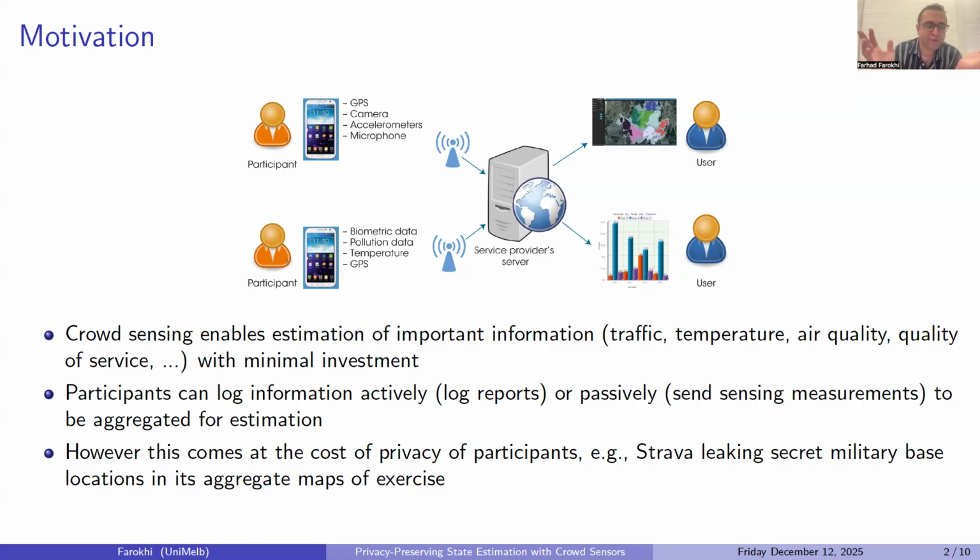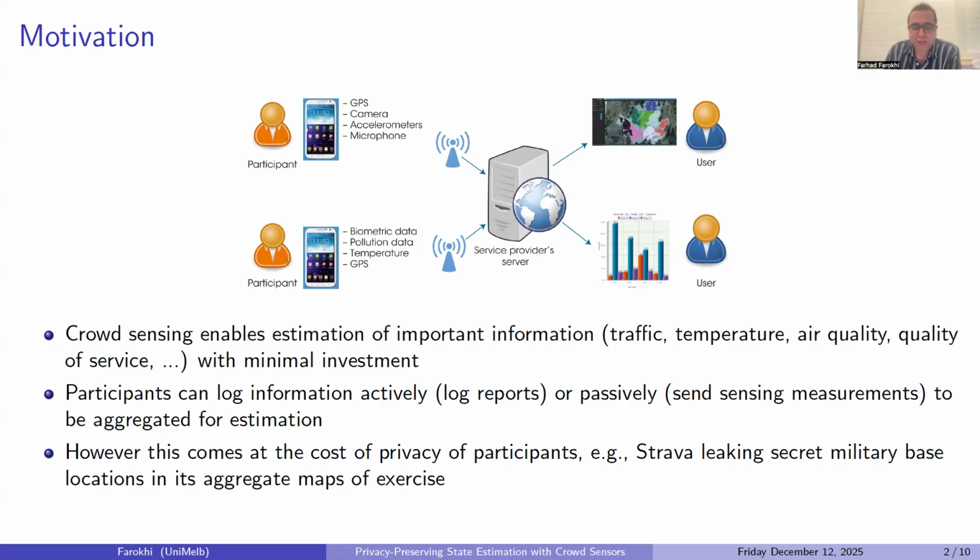For instance, at the University of Melbourne, there was a time that they used to passively monitor movements of the students through the campus for infrastructure optimization and management by following them through the Wi-Fi network and so forth. The examples are many. There are examples for temperature measurements and air quality control and measurements and quality of service and so forth. Crowd sensing enables us to have an accurate estimation of some important variables in the system with minimal investment through the users of the system.